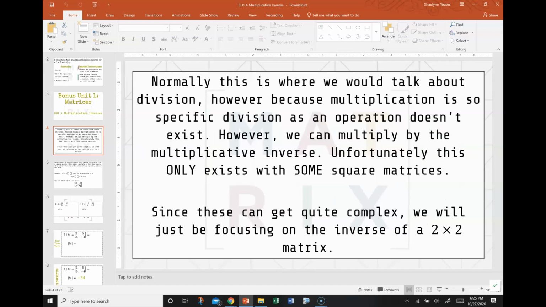Normally this is where we would talk about division. However, because multiplication is so specific, division is an operation that actually doesn't exist with matrices. However, we can multiply by the multiplicative inverse. Unfortunately, this only exists for some square matrices. Notice this is not all matrices, only square matrices. Since these can get quite complex, we will just be focusing on the inverse of a 2 by 2 matrix. Anything bigger gets a bit much.